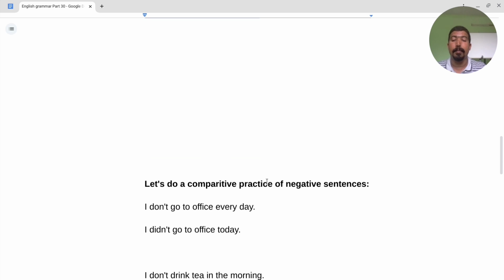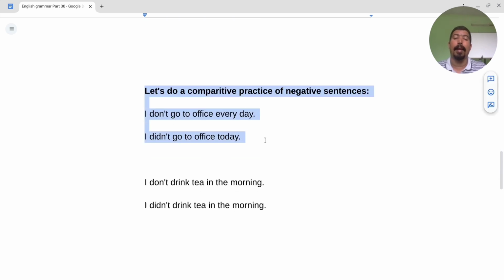Now let us do a comparative practice of negative sentences. So we can use positive sentences and negative sentences. First one, I don't go to office every day. Your friend asks you, do you go to office every day? No, I don't go to office every day. That means you don't have a habit of going to office every day.